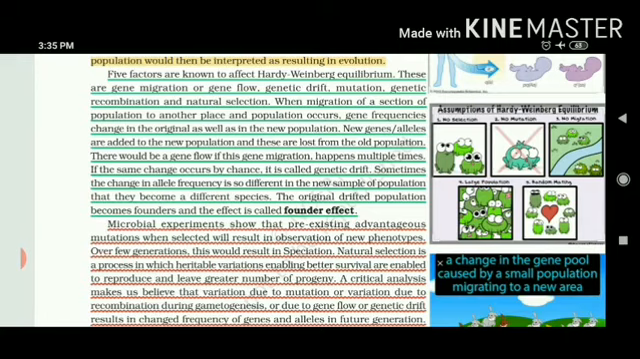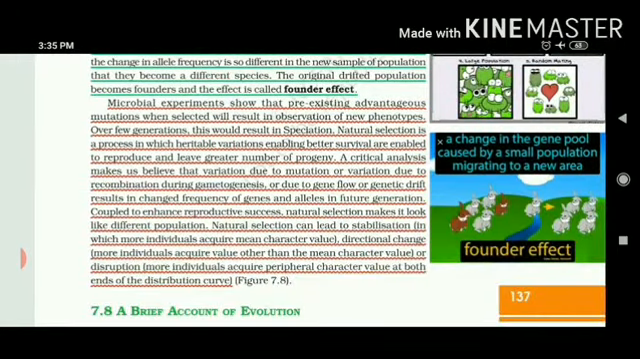Sometimes it happens that the allelic frequency is changed and it is so different that a new sample of population is formed, and it results in the formation of a new species, which we call speciation. So this kind of effect is called the founder effect. You can see in the picture a change in the gene pool caused by a small population migrating to a new area. So this has resulted in a drift of the population. The new species which will form are called founders. So this effect is called the founder effect.